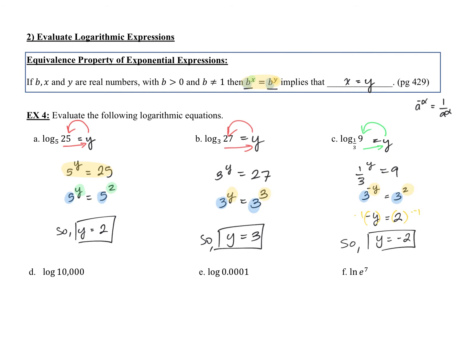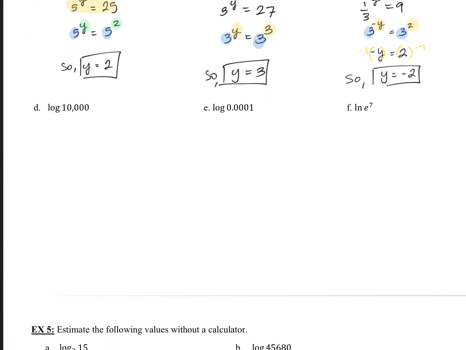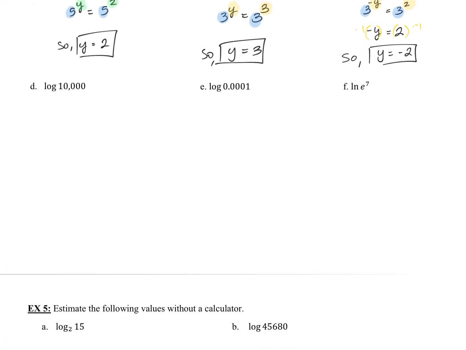We're doing pretty good. Now the next ones. I don't see any base for the log, so I'll go ahead and rewrite this with the base of 10. Remember, if it doesn't have a base, that means it's base 10. We'll set this equal to y, and we'll go ahead and rewrite into exponential form.